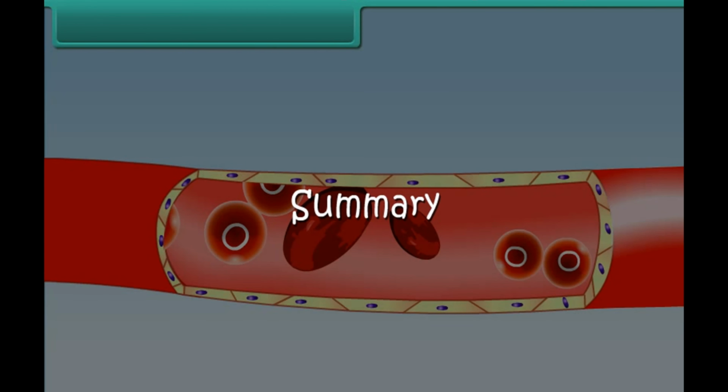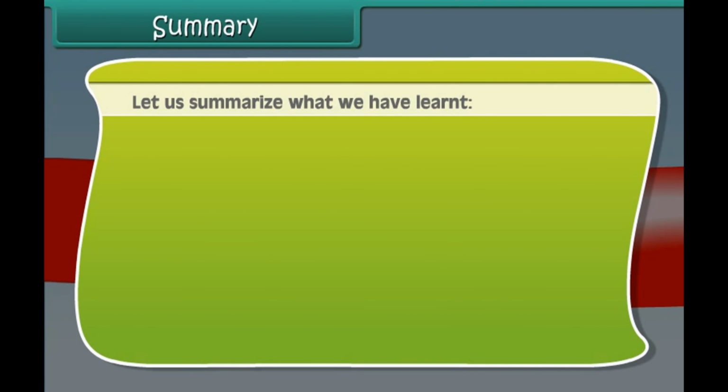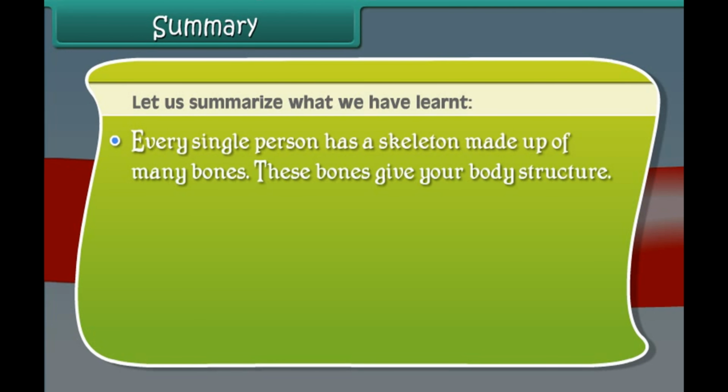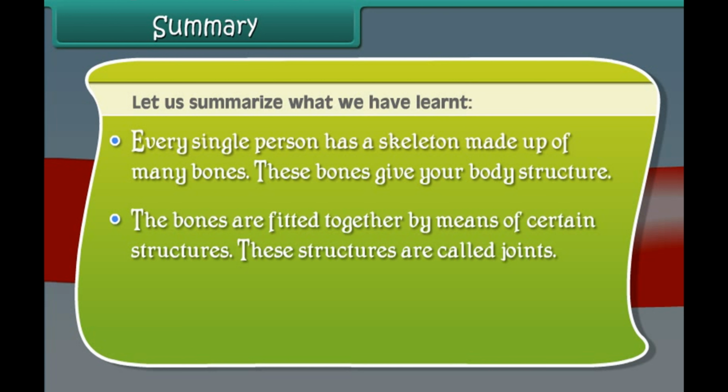Summary. Let us summarize what we have learned. Every single person has a skeleton made up of many bones. These bones give our body structure. The bones are fitted together by means of certain structures. These structures are called joints.